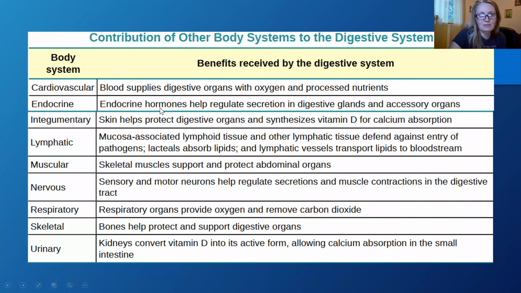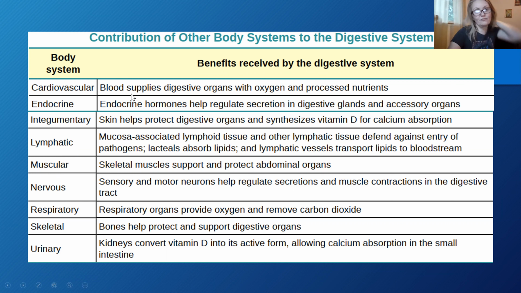Well, there are many systems that benefit the digestive system, and lots of systems are beneficiaries of the digestive system. That pretty much goes without saying, because all your body systems work in harmony. And here we can see the cardiovascular system and the others, and how they benefit. It says benefits received by the digestive system, and that's not correct, because this table actually tells you how each body system contributes to the functioning of your digestive system, right?